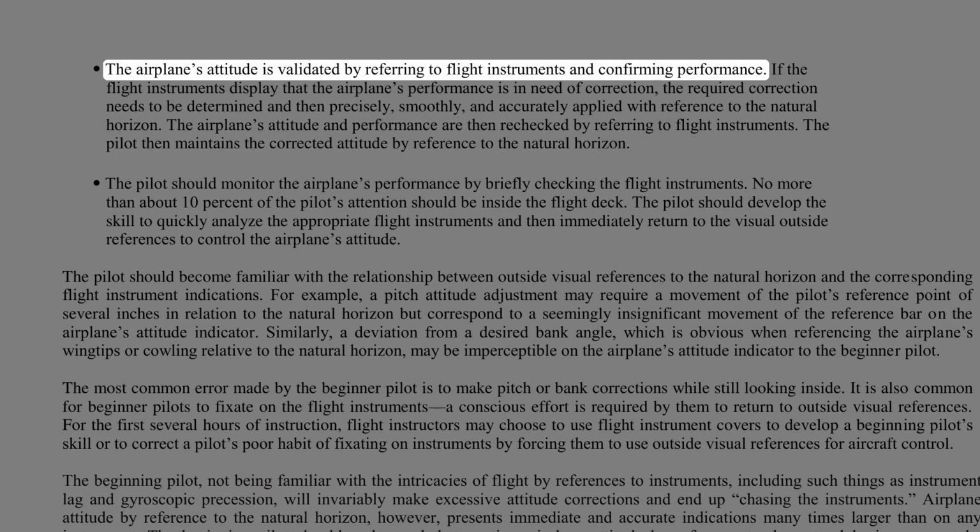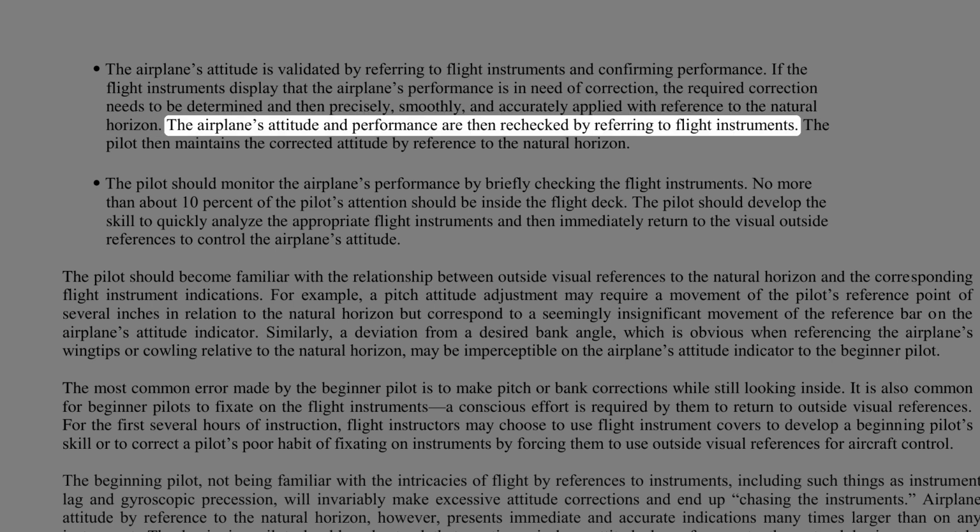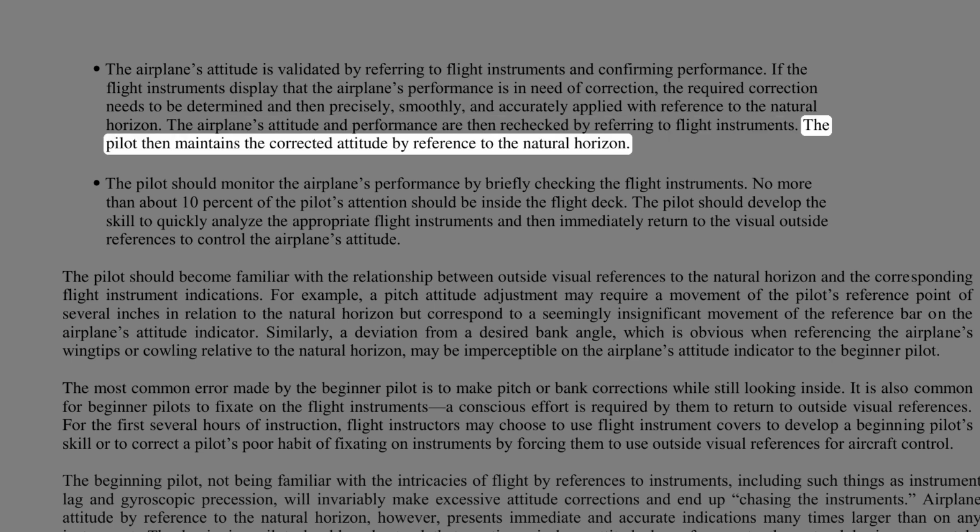The airplane's attitude is validated by referring to flight instruments and confirming performance. If the flight instruments display that the airplane's performance is in need of correction, the required correction needs to be determined and then precisely, smoothly, and accurately applied with reference to the natural horizon. The airplane's attitude and performance are then rechecked by referring to flight instruments. The pilot then maintains the corrected attitude by reference to the natural horizon.